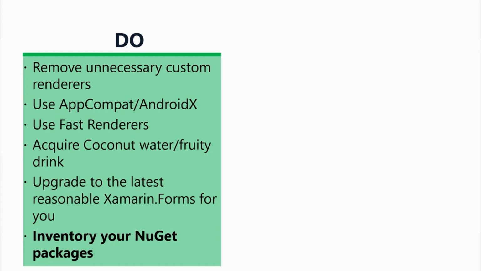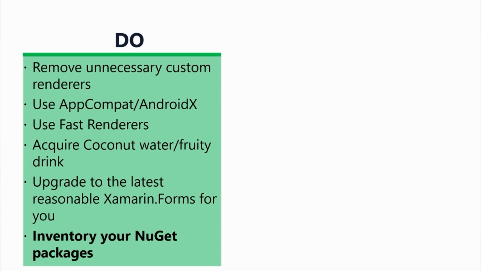So first step, if you are using custom renderers, that's the hardest, maybe not the hardest. It's a significant roadblock is what I'd say. It involves a little bit of rewriting of those controls. So if you can move away from those custom renderers, excellent, you just make the migration easier. Make sure you're using AndroidX AppCompat, you're using fast renderers, get a fruity drink, put on a Hawaiian shirt, very important. Upgrade to the closest, latest Xamarin Forms that you can get to. The newer you can get to, the easier your migration is going to be.